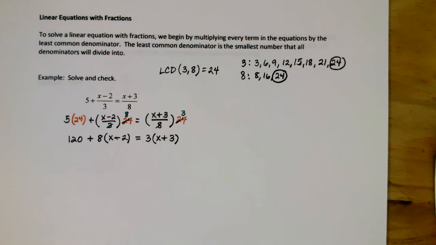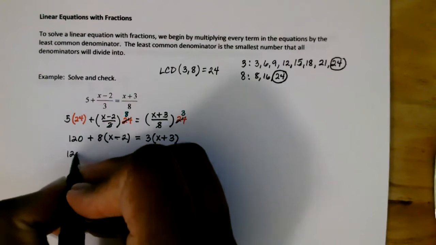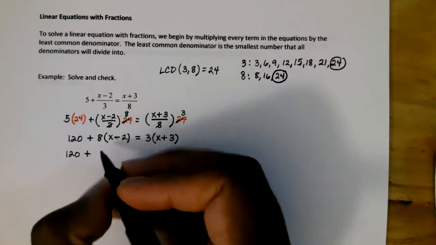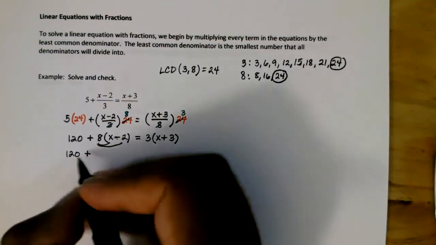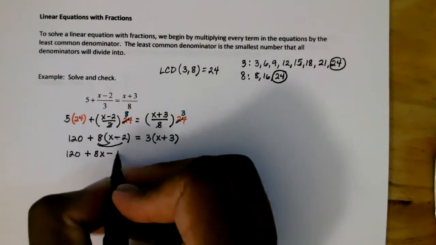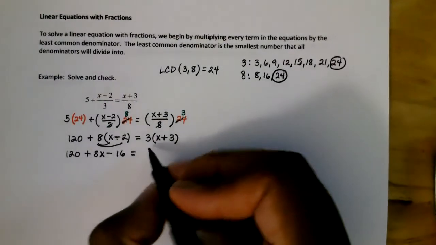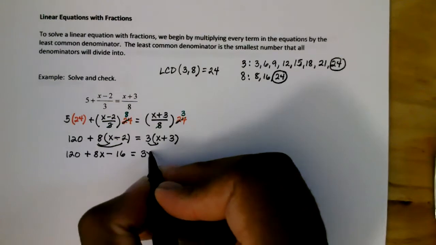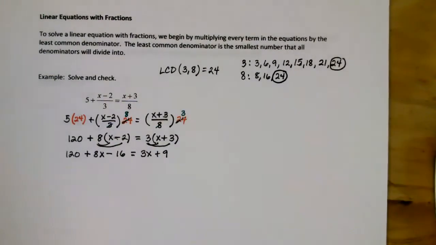Remove the parentheses and combine some like terms here. So I'm going to bring down the 120 plus, distribute the 8 over the x minus 2. This will be 8 times x, which is 8x, minus 8 times 2, which is 16. Then that's equal to, also distribute the 3 over the x plus 3. 3 times x, that would be 3x, plus 3 times 3, that's 9.